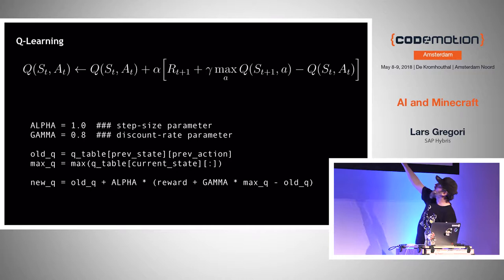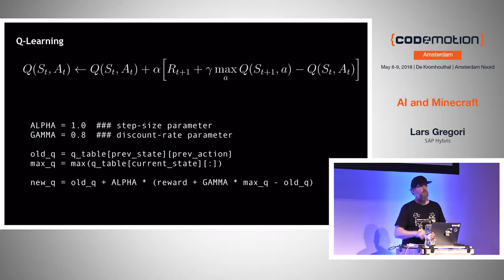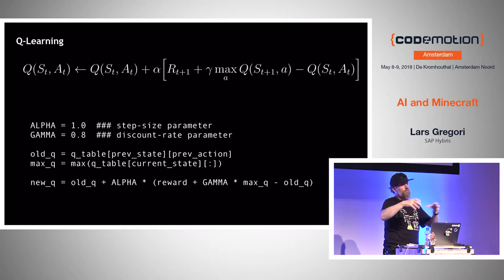When the discount parameter is too high, it always takes the best move. A little bit lower, it will choose a different move also. The maximum Q is, with the current state, the best move. So this will be taken. And then we also have minus the old Q in this case.